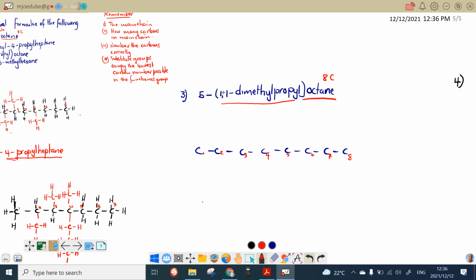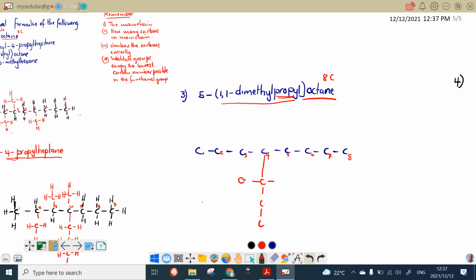On carbon number 5, we have a substituent group which has 3 carbons. The propyl group has 3 carbons: 1, 2, 3. And then on carbon number 1 of the substituent group, there is going to be your dimethyl group. So if this is carbon number 1, number 2, and number 3, you're going to have your dimethyl group.